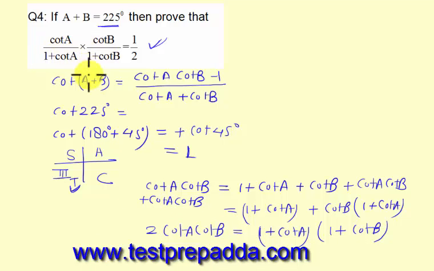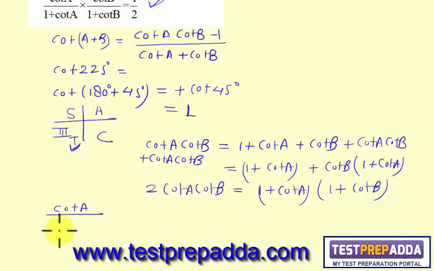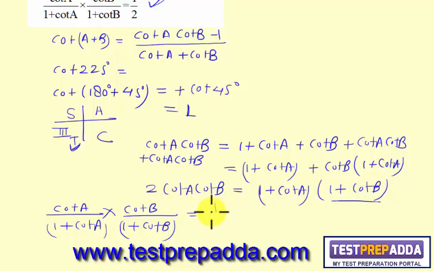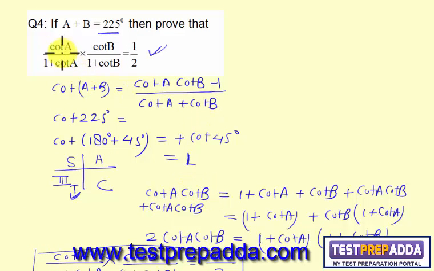Now you can see, to get the desired result, I'll do this. Here I'll take cot A upon this part, 1 plus cot A, into cot B upon this part, 1 plus cot B. Now these two parts I'll take to the right hand side, so it becomes 1 by 2. So you can see we have proved the required identity. Cot A upon 1 plus cot A, cot B upon 1 plus cot B is coming half. Proved.